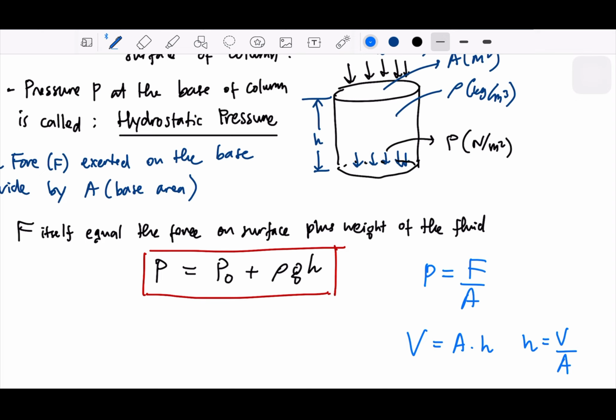So the force itself equals the force on the surface plus the weight of the fluid, and the weight of the fluid you can convert into the volume using the density, right? Using the density, and you can get this formulation. Okay. And sometimes to express the pressure, we can also express the pressure as the head of some particular fluids, like a head. Okay.